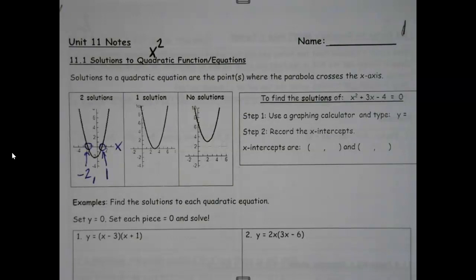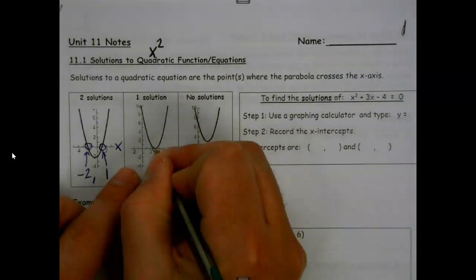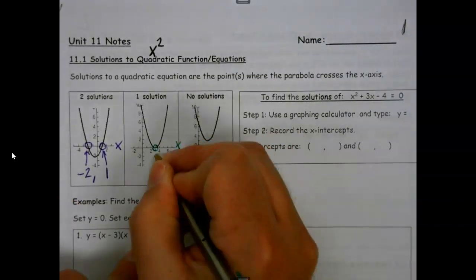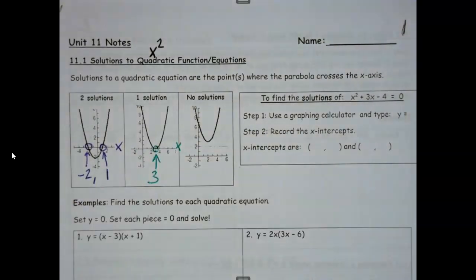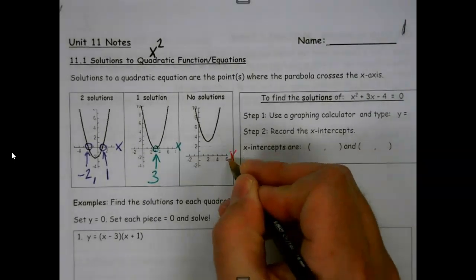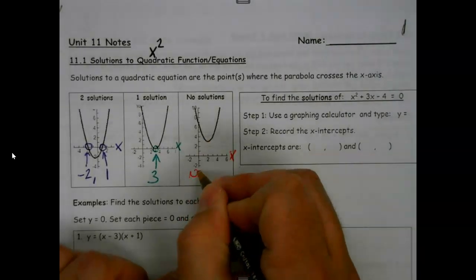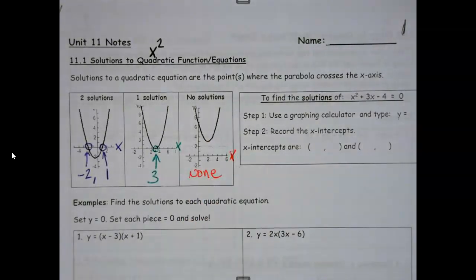You're literally just looking to see where does my parabola touch the x-axis, and wherever that is, that's the answer, unless your parabola never touches the x-axis. That's going to happen sometimes. Yeah, no solution, none, whatever it happens to be. But it will always be one of those three options. There's going to be two answers, there's going to be one answer, or there's going to be no answers.